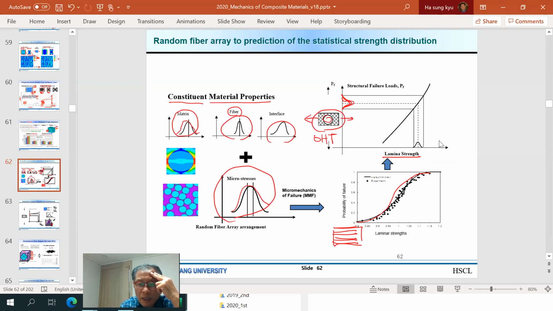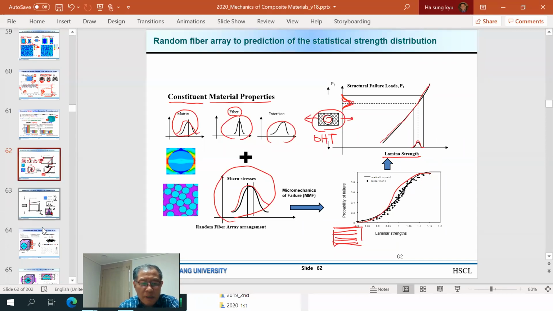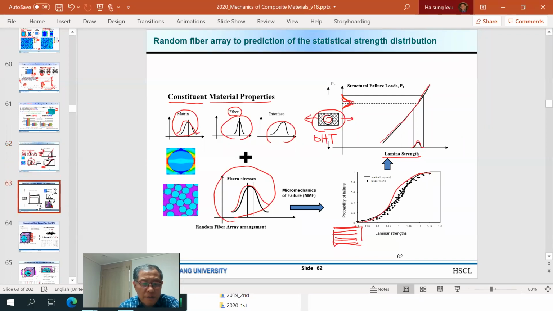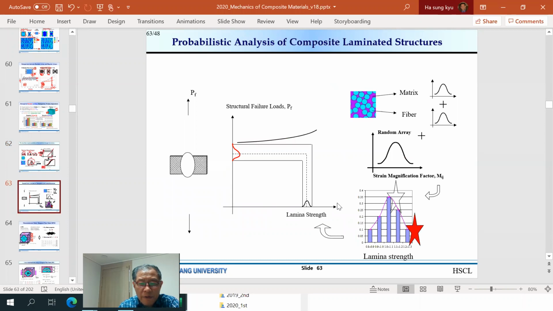So this is the relation, and we could have some distributions, and this shows the strength distributions. Well, this is not exactly the same value, but this is a schematic drawing helping us understand the composite statistical distributions. And same for the others, it is the same story.